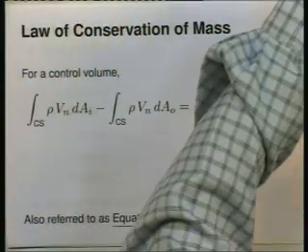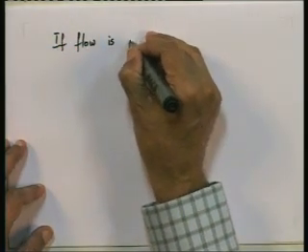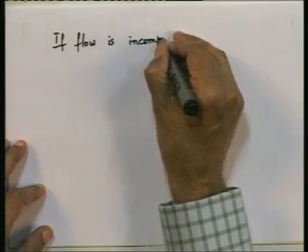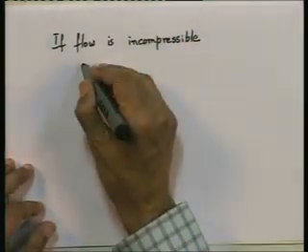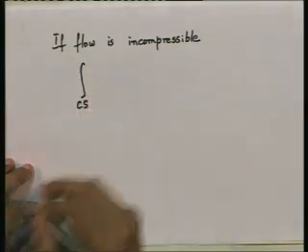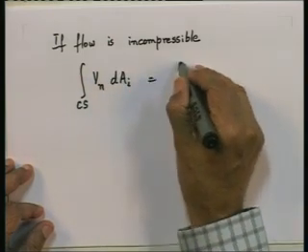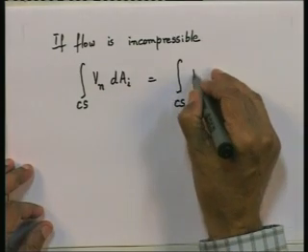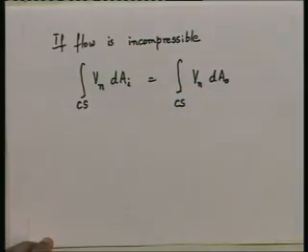So, the simplification that I will get if the flow is incompressible, let me write that down: if flow is incompressible, the expression I am going to get is integral over the control surface V n dAI is equal to the integral over the control surface V n dAO. That is the simple form of the law of conservation of mass that I am going to get.